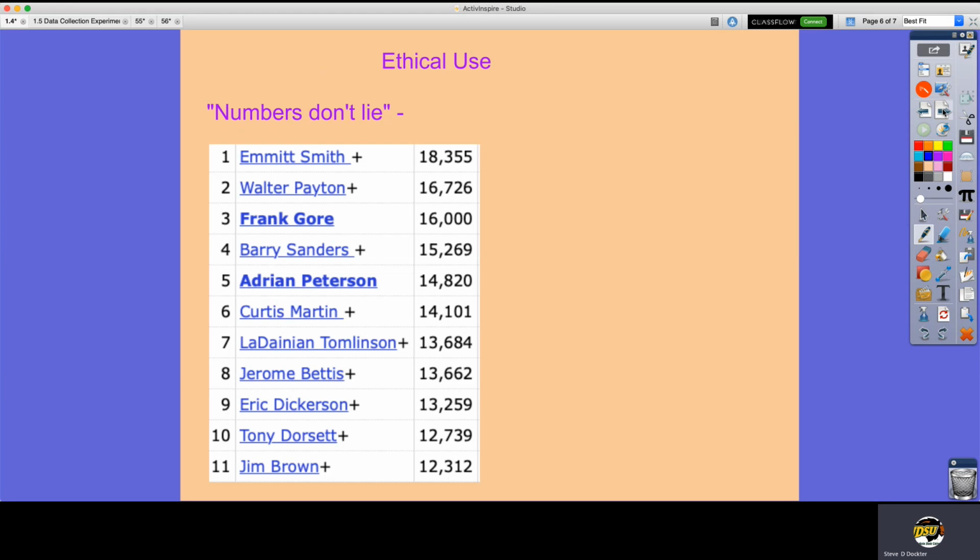What I have up there on the board is a list of running backs in the NFL in order of the most rushing yards in NFL history. Now, if the question was, look at this list of NFL running backs and tell me who the best running back in NFL history is.